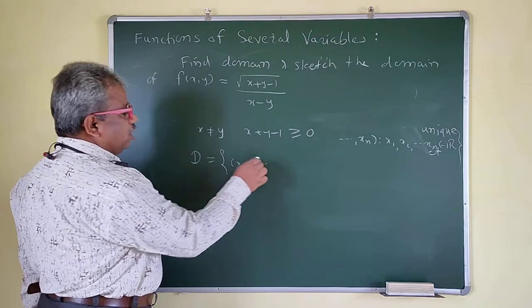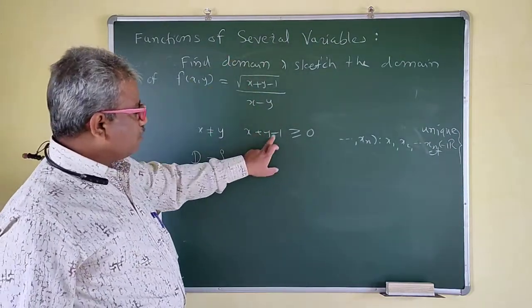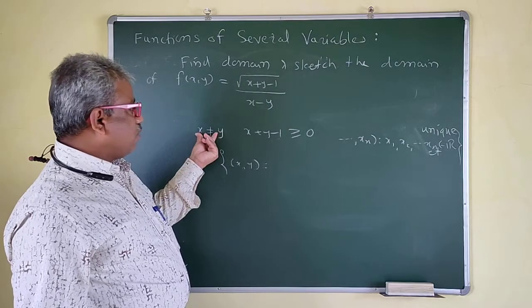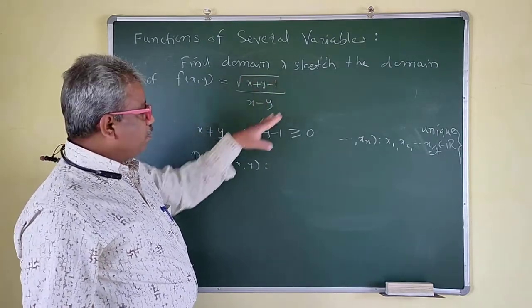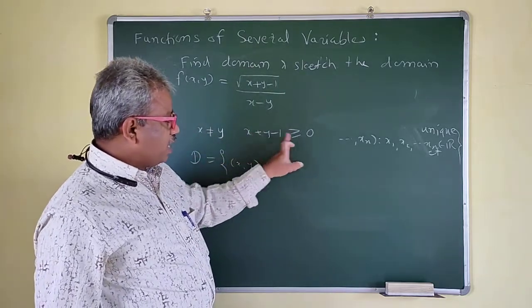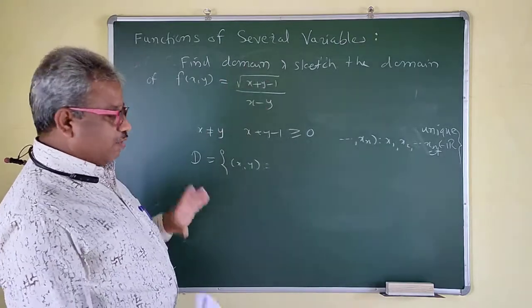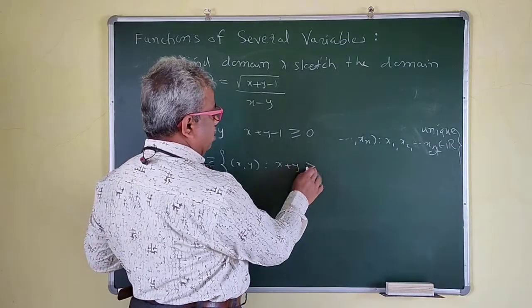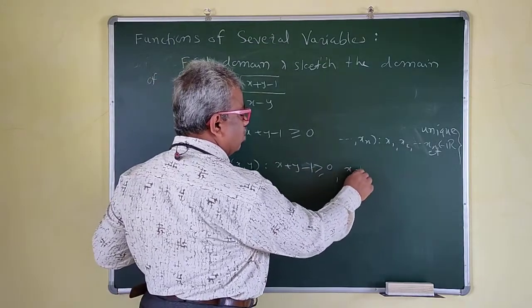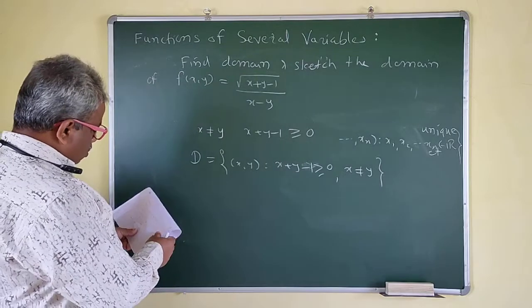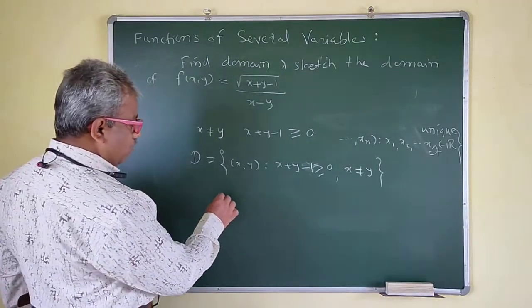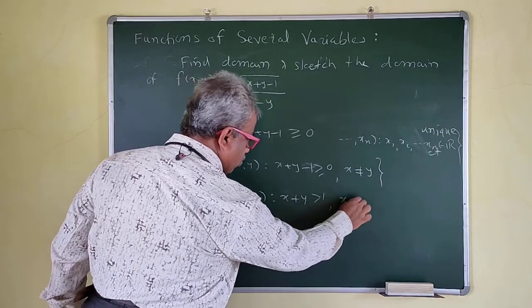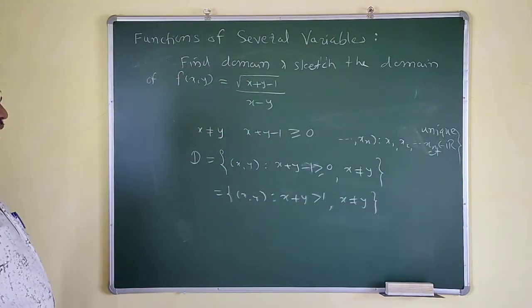the set of all (x, y). Other than this, everything is well defined. If x + y - 1 is nonnegative and x and y are not equal, then the denominator is not 0 and the root is defined, and that is nothing but the domain. So this is x + y - 1 greater than or equal to 0, x not equal to y. We may write this as the set of (x, y) such that x + y greater than or equal to 1, x not equal to y. Now we have to sketch this region.